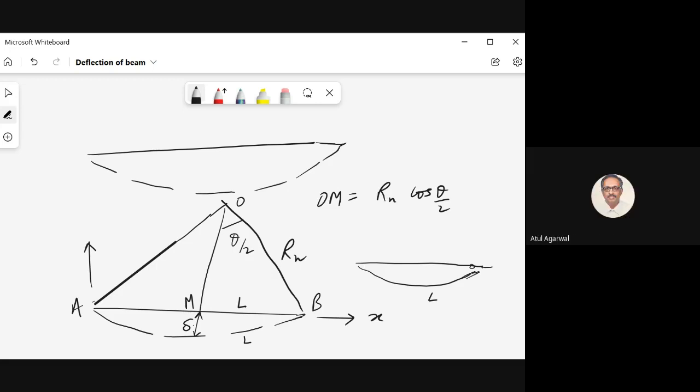Rn minus delta, Rn minus Rn times cos theta by 2. This is my theta by 2, and this angle, this is my hypotenuse Rn. So OM should be R neutral into cos theta by 2. That is what I think. So what is my delta? Deflection: Rn minus Rn cos theta by 2. Okay, Rn into 1 minus cos theta by 2.